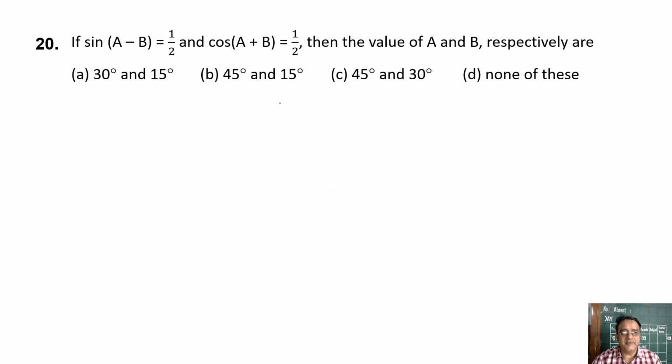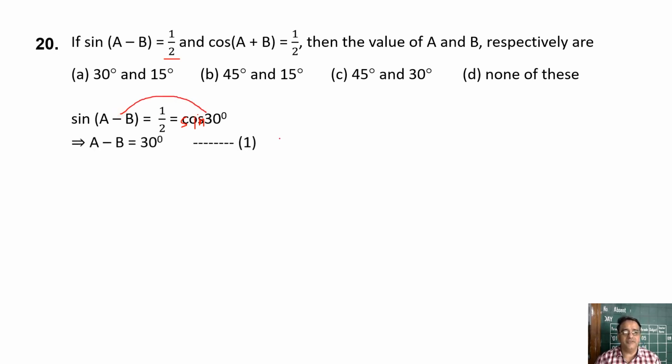If sine of a minus b is equal to 1 by 2 and cos of a plus b is equal to 1 by 2, then the values of a and b respectively are. So half comes in sine at which angle? Sin 30. Sin 30 degree, right. This is sin 30, right? Okay, one mistake is there. So now if we equate these two, we'll get a minus b is equal to 30 degree. Let it be equation number 1. Now 1 by 2 comes in cos at which angle? 60 degrees. So a plus b will be 60.